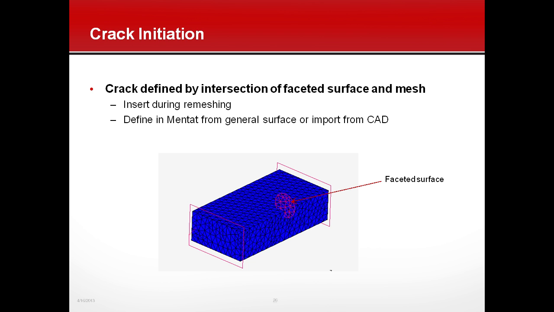The second option, that's where you define your crack as the intersection of this faceted surface and the mesh. So here's another example of that. We inserted during remeshing, and this faceted surface is nothing but a meshed surface. You can define it in Mentat. Just take any surface in Mentat, under NURB surface in Mentat, and just mesh it. There are tools in Mentat for doing that.